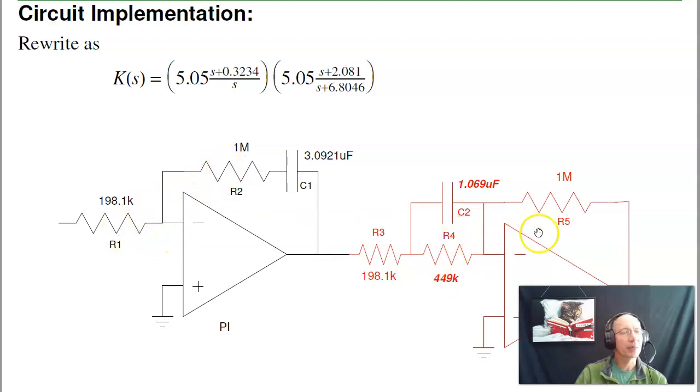The lead compensator, I picked R5 to be 1 meg arbitrarily. Then the high frequency gain is 5, so that makes that 198K. The DC gain is 5 times 2 over 6.8. Gives me the total resistance. R4 then is 449K. And the zero is at 2.08. 1 over RC is 2.08. Makes C 1.06 microfarads. So there's a hardware circuit to implement this compensator.